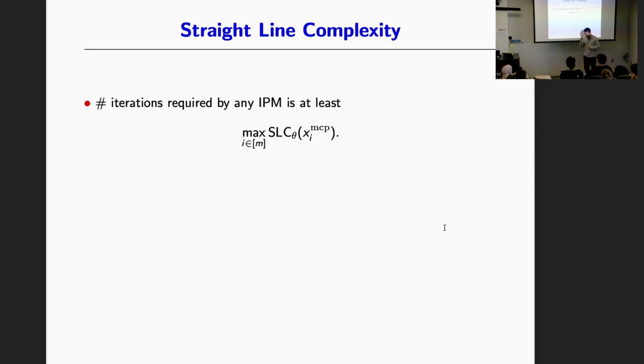Since any interior point method generates a piecewise linear curve in the theta neighborhood of the max central path, the number of iterations required by an interior point method is lower bounded by the straight line complexity of any coordinate.